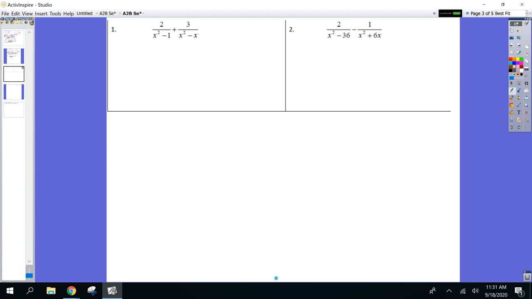Okay, someone help me out here. Look at those two denominators in number one. What does it look like we could do to both of them? We've been doing this for 2 weeks, guys. What's it look like we could do to both denominators? Factor them. We could factor them. Everyone agrees? We could factor both.